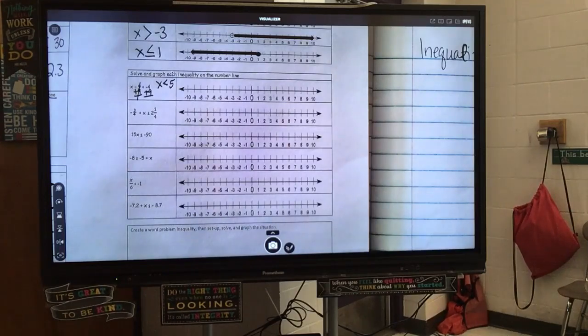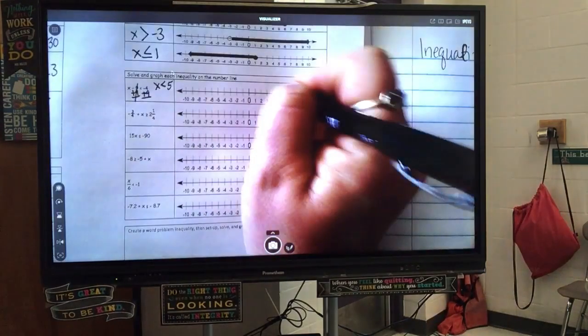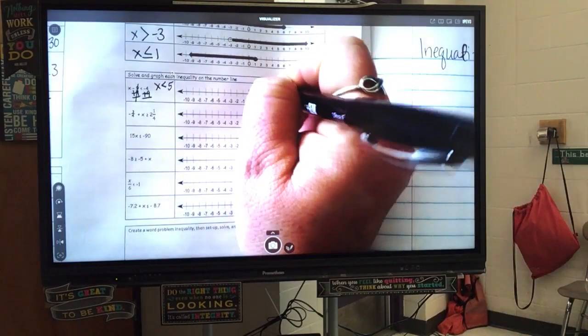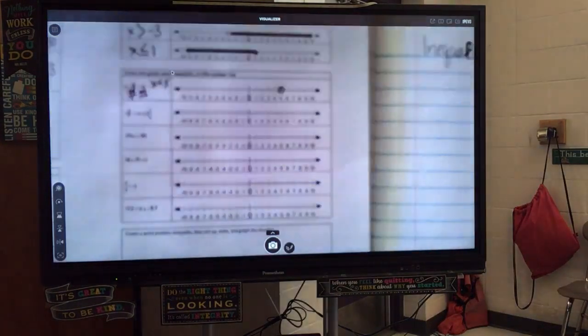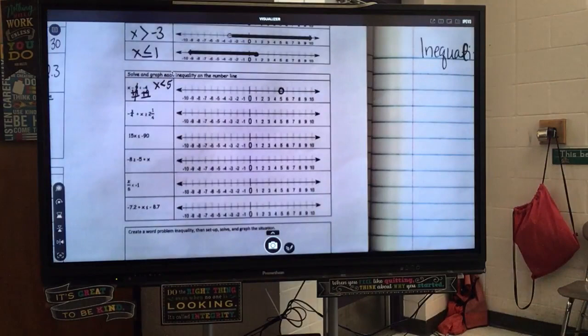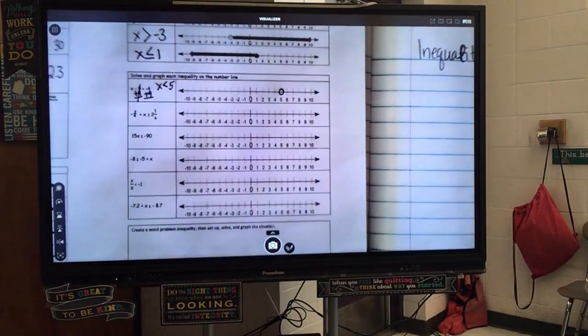Alright, and then to graph this one, we would go to 5. Would we have an open or a closed circle? Open circle, and would it be going to the left or to the right? The left.